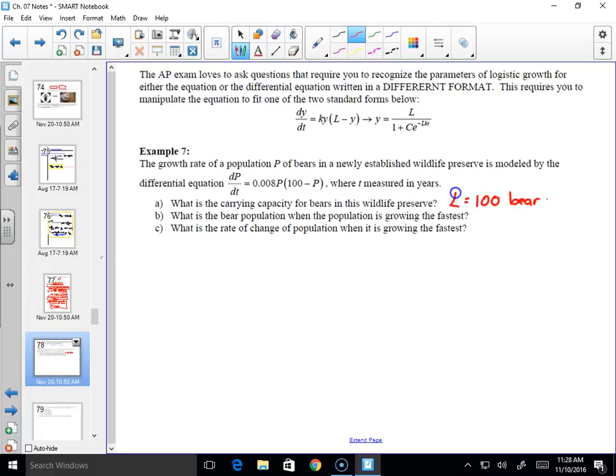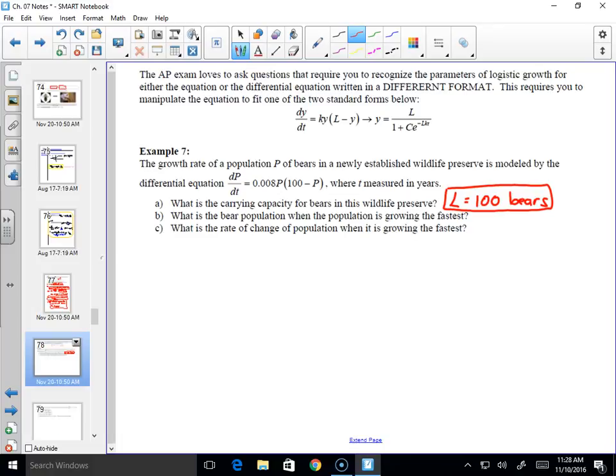Aww. 100 bears. Does that mean it's not possible for 101 bears to be living?